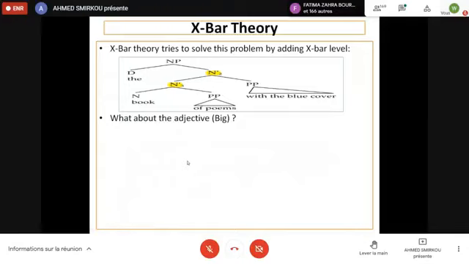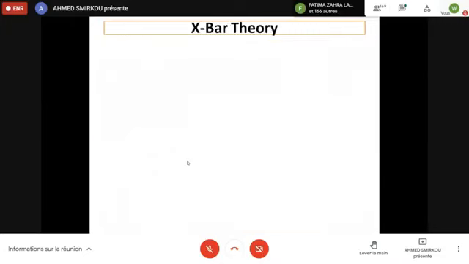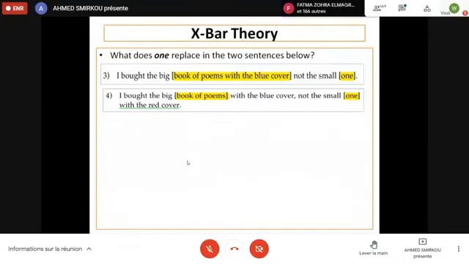Now, if you think back of the example, how can we look at this example? I bought the big book of poems with the blue cover, not the small one. If we want to target only big book of poems with the blue cover, what is the possible replacement we should use? Does it form a constituent? Suppose that I ask you in the exam, does big book of poems with the blue cover form a constituent? How can you answer? Use one replacement test.